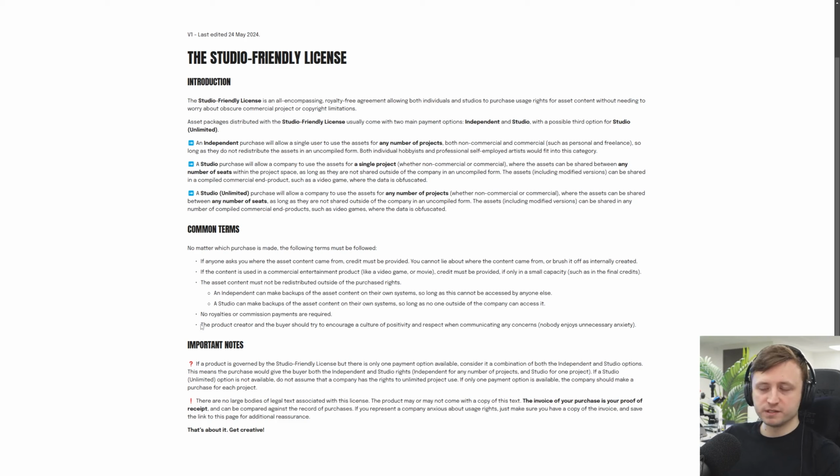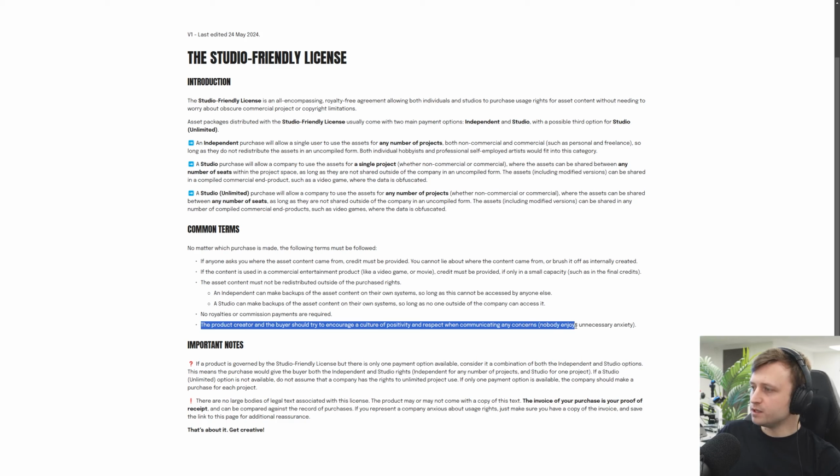And finally, more of a philosophical point, the product creator and the buyer should try to encourage a culture of positivity and respect when communicating any concerns. Nobody enjoys unnecessary anxiety. So this point is just about the litigious nature of things when it comes to licensing.